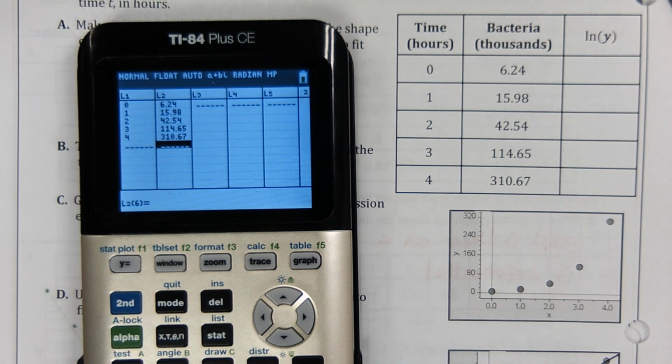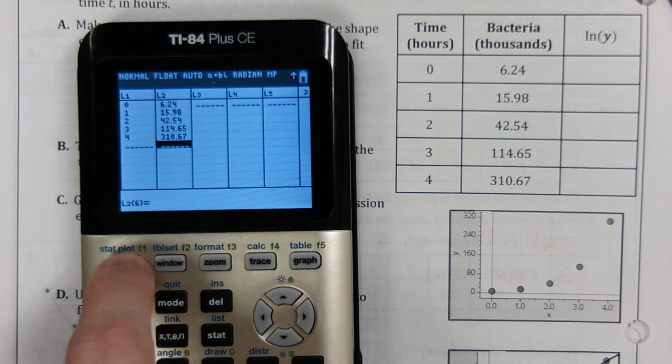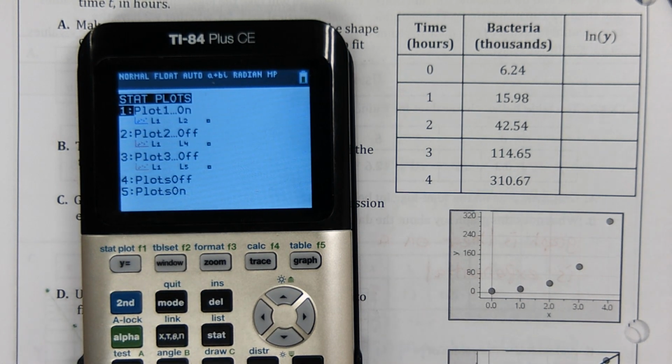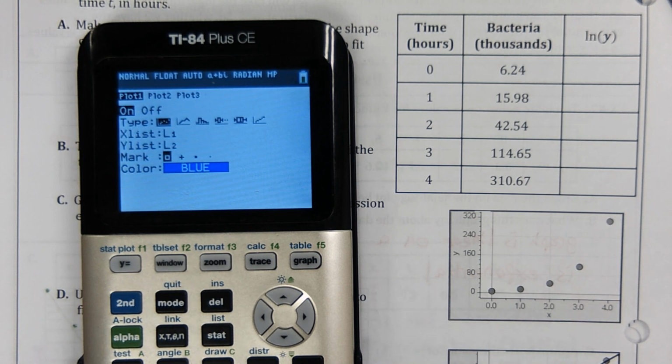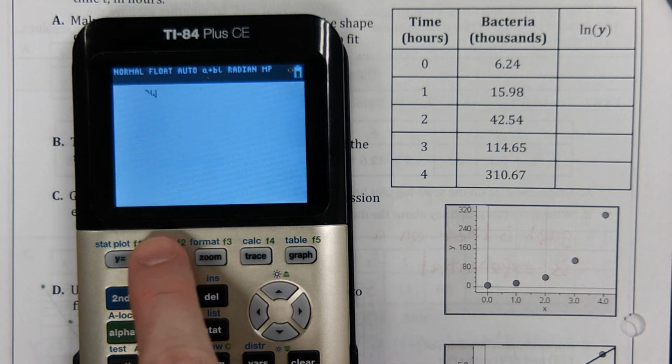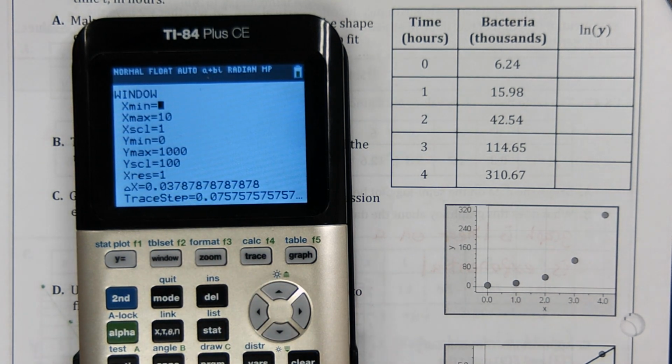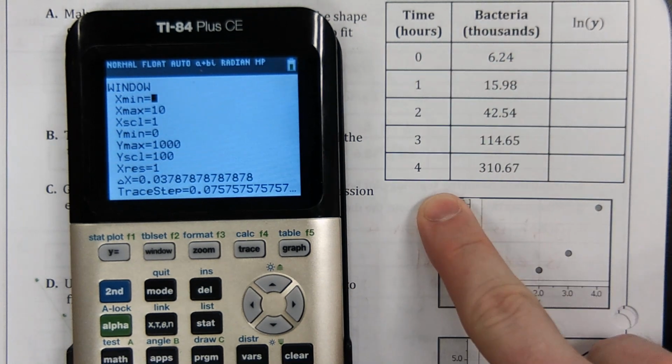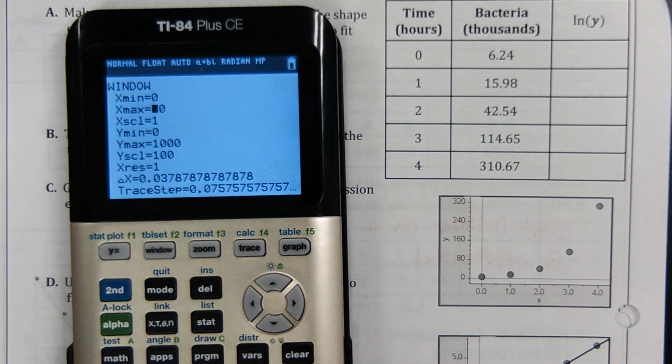There, got them typed in. It says make a scatter plot of the data. In case you don't remember how to turn your scatter plots on, hit second, y equals, so I'll take your stat plots. Hit enter on plot 1. And if you have off highlighted, scoot it over to on and hit enter. Now we want to make sure that this graph is going to fit on our grid. So go to window and let's pick an appropriately sized window. It doesn't go past 4, so we think like 0 to 5 feel good.